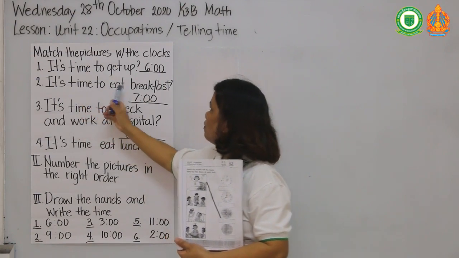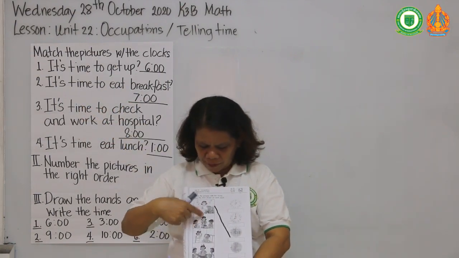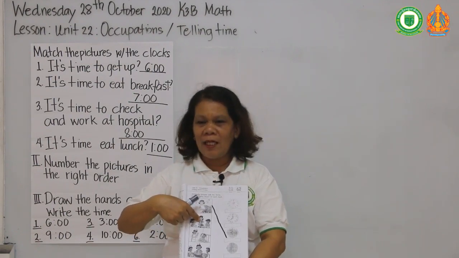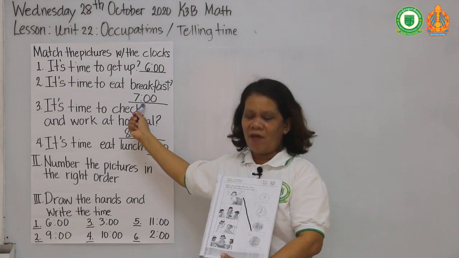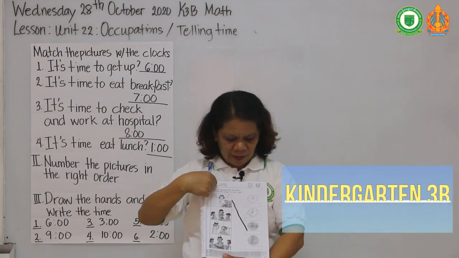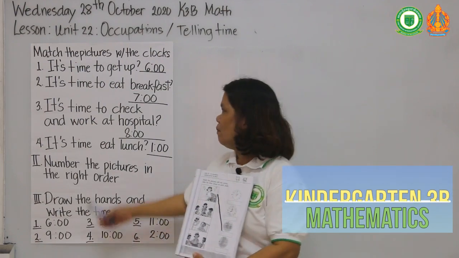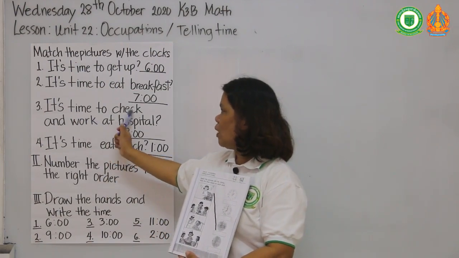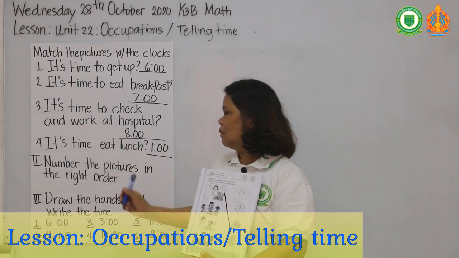It's time to eat breakfast. What time is it? What time do you eat your breakfast? I eat my breakfast at 7. So you're going to find where is 7, and please draw a line. Then number 3. It's time to check or work at the hospital.